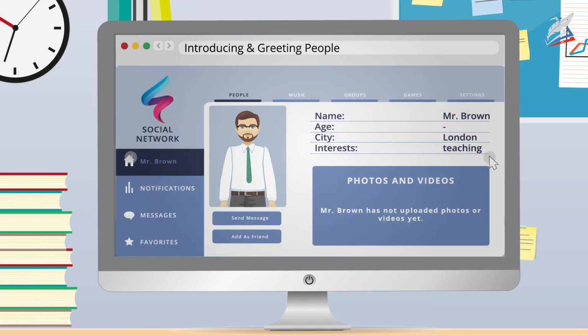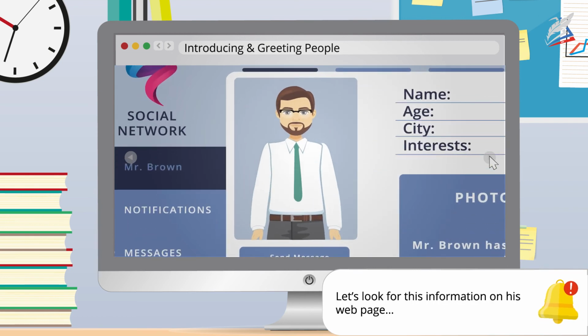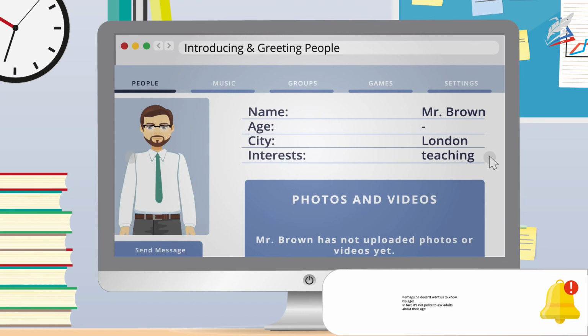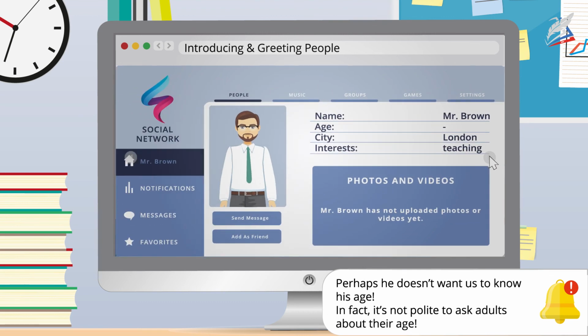Whose account is that? He doesn't look like their classmate. Oh, he's their teacher, Mr. Brown. He looks really young in the photo on his profile. How old is he? Let's look for this information on his web page. Nothing. Perhaps he doesn't want us to know his age. In fact, it's not polite to ask adults about their age.